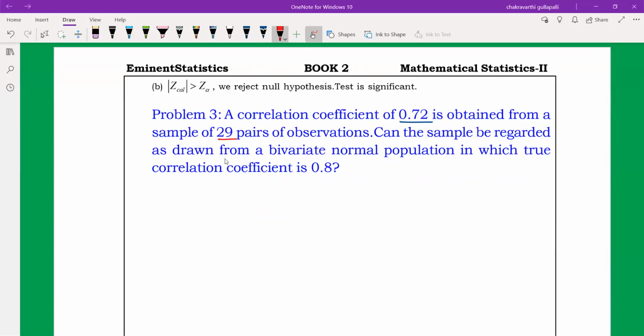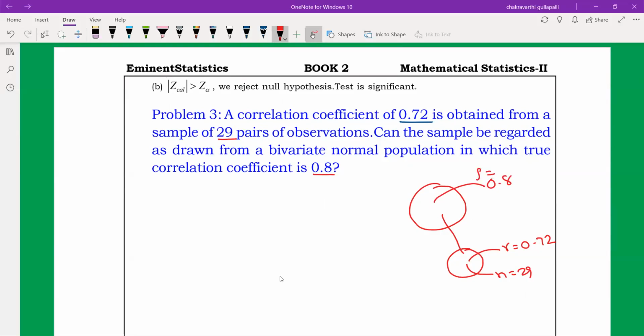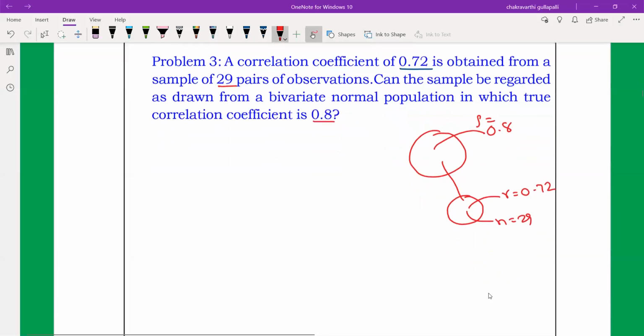Can the sample be regarded as drawn from the bivariate normal population in which the true correlation coefficient is 0.8? This is a bivariate population, and this is a bivariate sample. Now we have to investigate the sample correlation r equal to 0.72. This sample has 29 pairs. It has been drawn from this population with correlation value rho equal to 0.8. Now we have to investigate: is this sample drawn from this population?